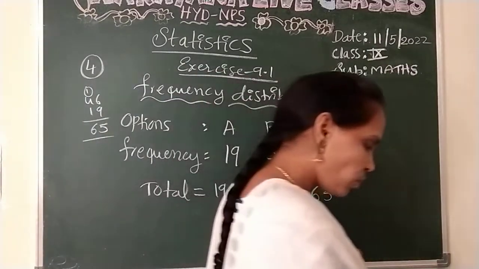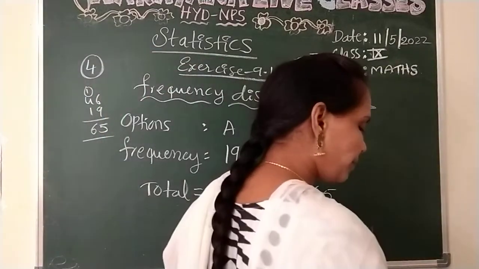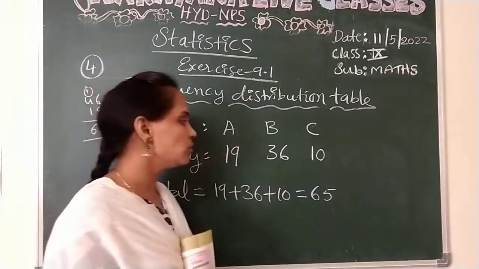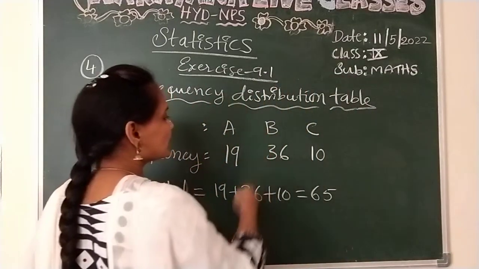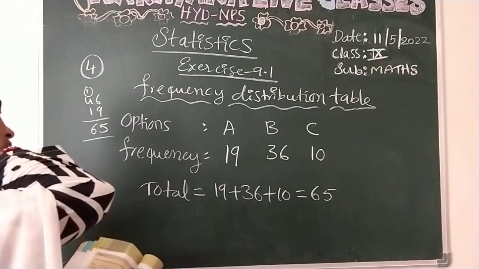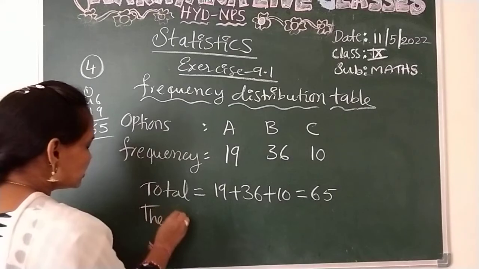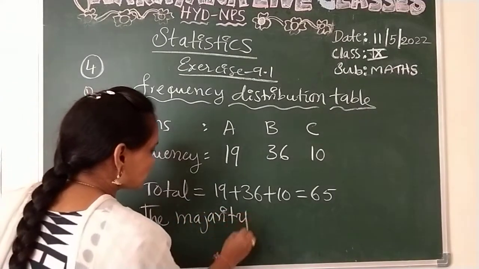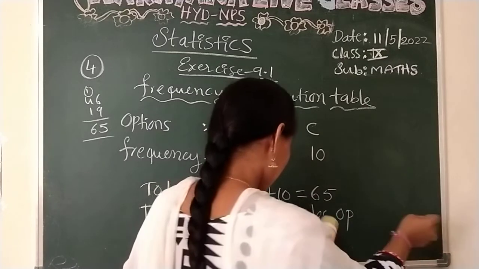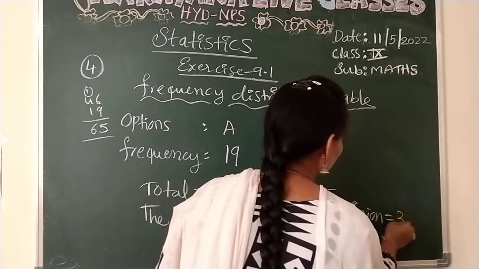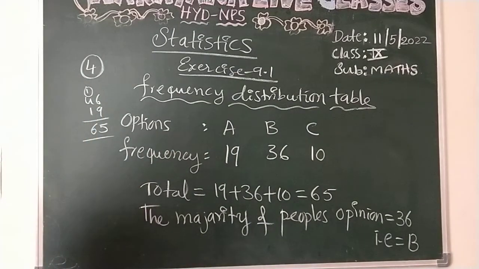And what is one more question? What was the majority of people's opinion? How can you know the majority? The option repeated the maximum number of times will be the majority. Mostly repeated is option B, 36 times, compared to A and C. So we can write the majority of people's opinion is 36, that is B. This is the answer for the fourth question.